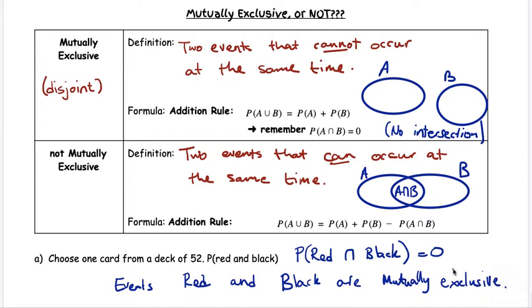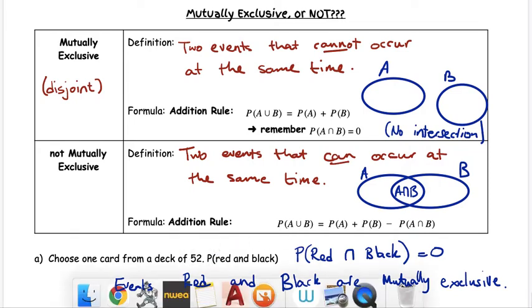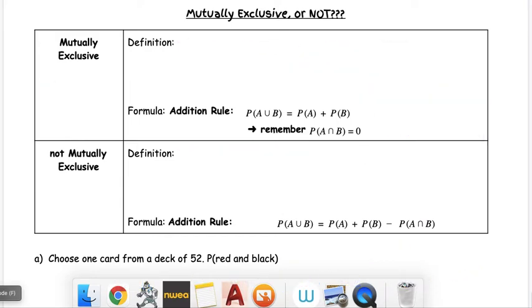And the great thing is you don't really have to think about it. If you know that the intersection is equal to 0, you know that they're mutually exclusive, even if you can't figure it out just through thinking about it. Of course, with red and black, that's something quite obvious. So let's move on and take a look at a few more examples.